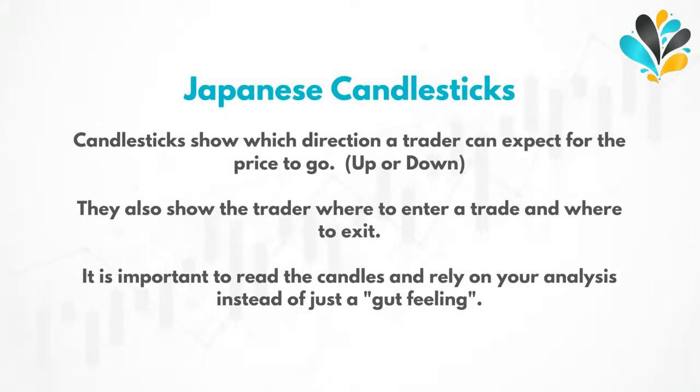Japanese candlesticks are used to show which direction a trader can expect the price to go, or which direction the price has gone, up or down. They also show the trader where to enter a trade and where to exit a trade. It is important to read the candles and rely on your analysis instead of just a gut feeling.